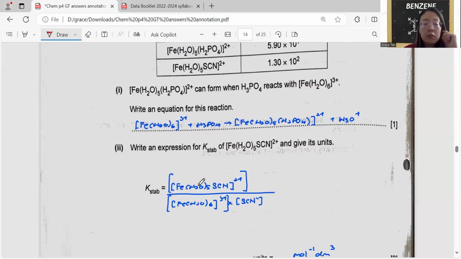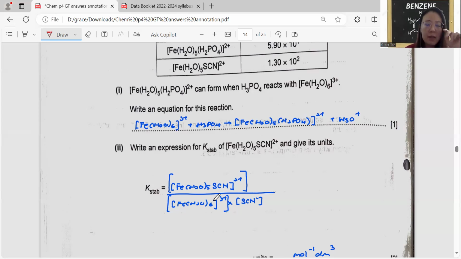Now, write an expression for K step and give its units. So, to form this complex, you must always start from the status quo called the hexa aqua. So no equation is given. If you do a lot of past year, then you realize nowadays when they ask you to write a K step expression, they normally don't give you the equation. If they give it to you, then nice. But normally they don't give it to you.